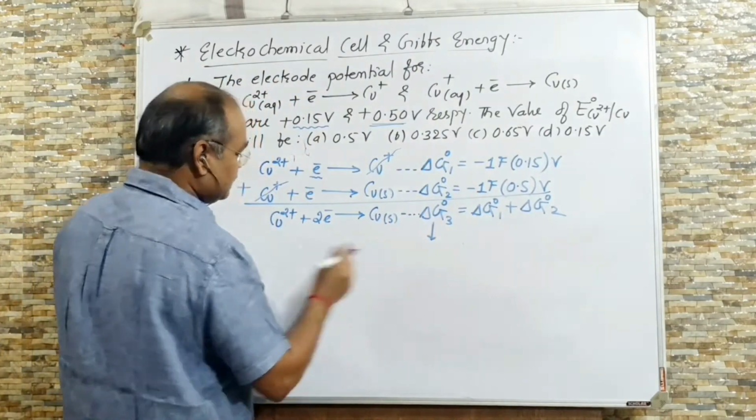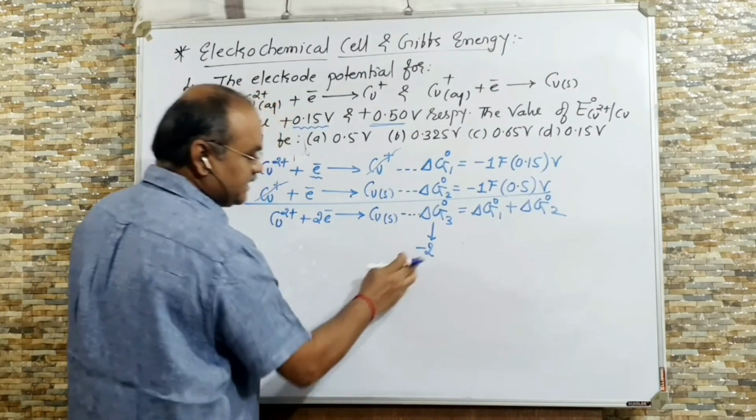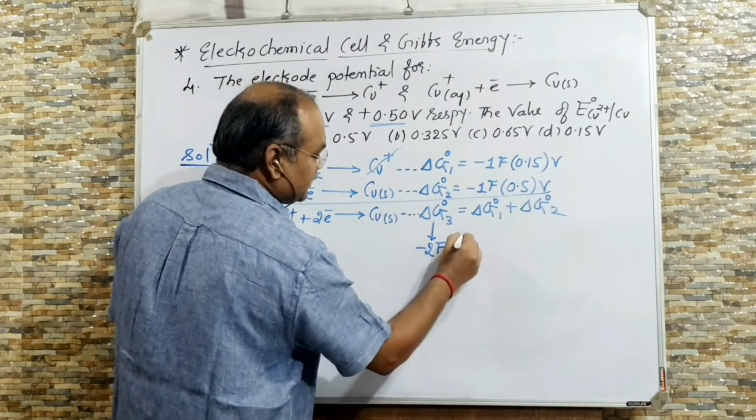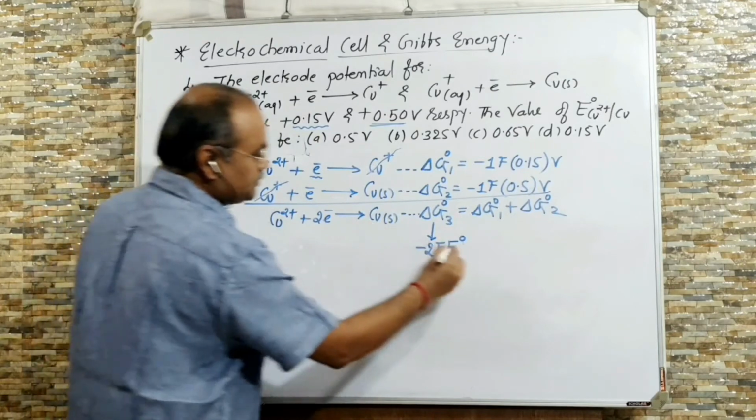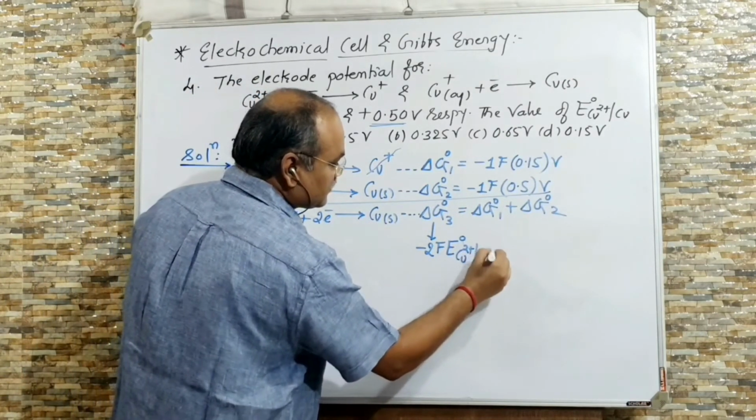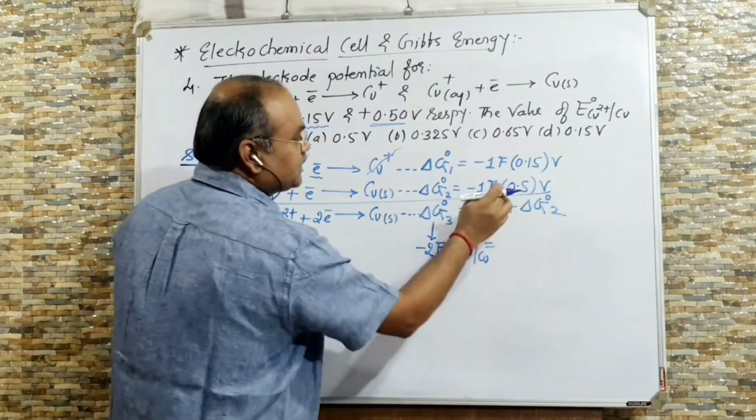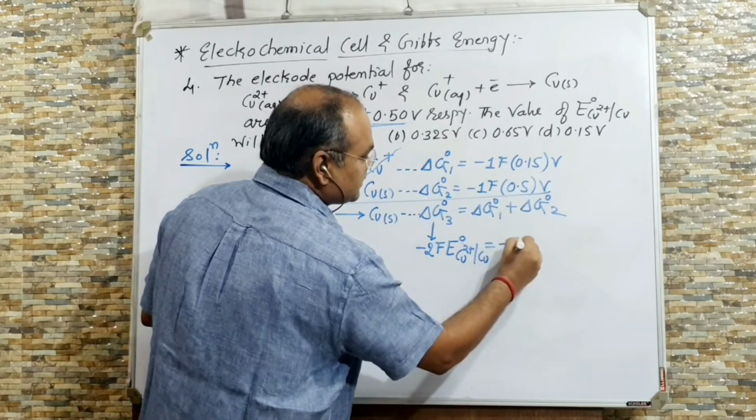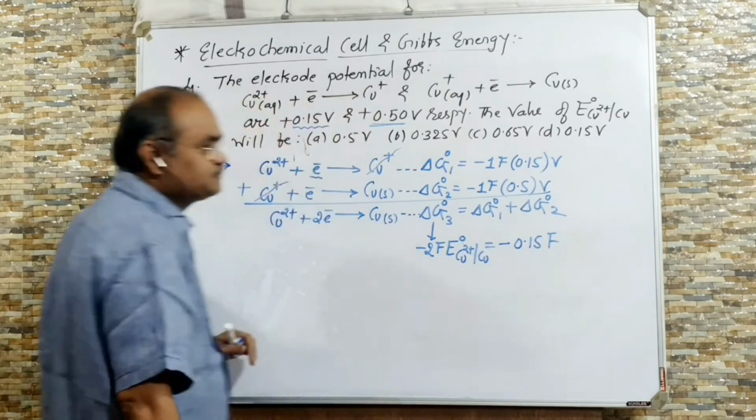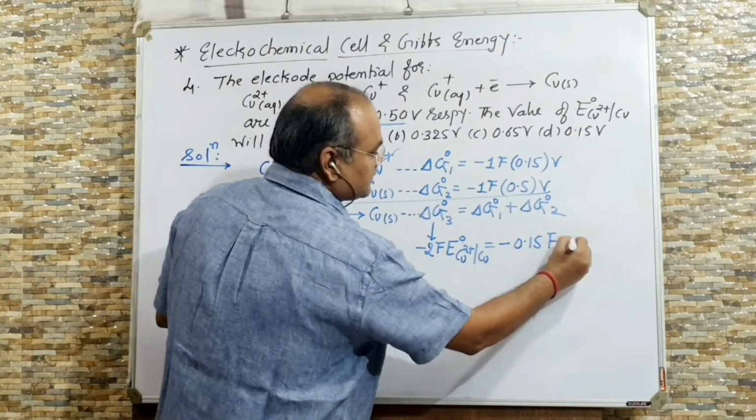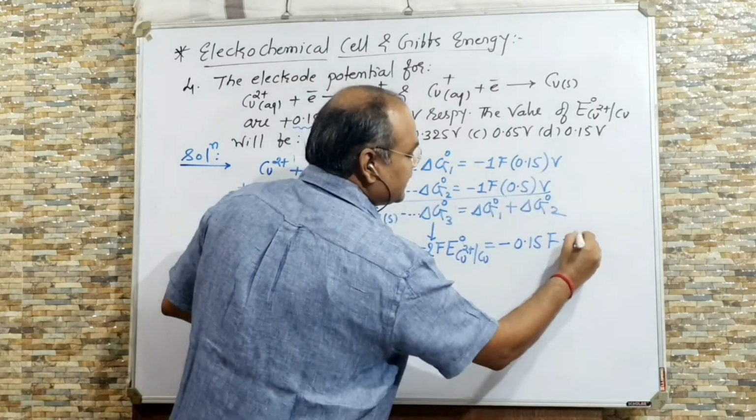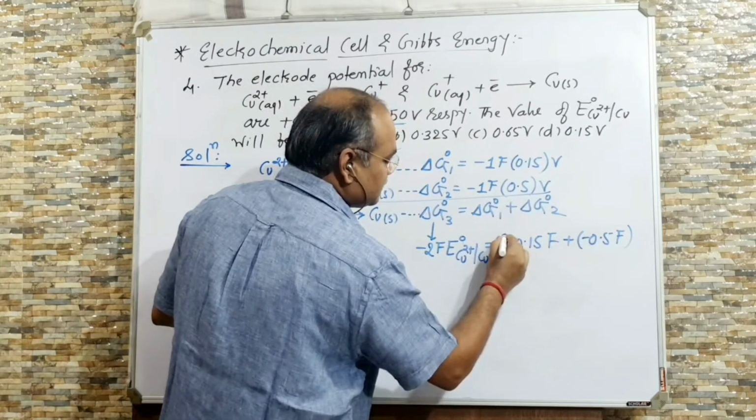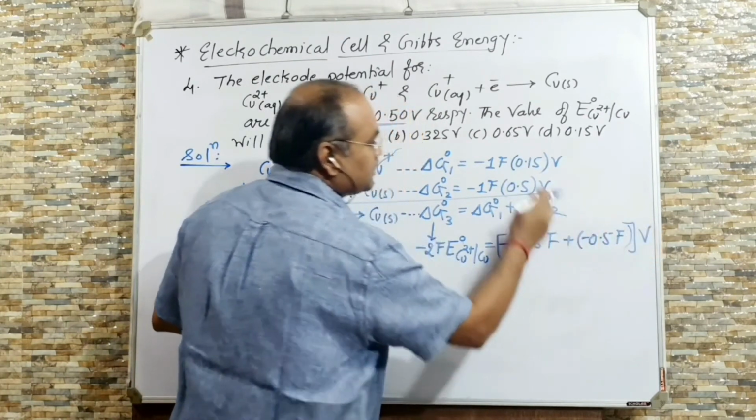Now what is delta G03? Delta G03 is equal to minus n F E0 cell, n being the number of electrons transferred, 2, which we have to calculate. E0 we have to calculate for Cu2 plus gives Cu. This will be equal to delta G01, we have the value, minus 1 F into 0.15, so can I write it minus 0.15 Faraday, plus minus 0.5 Faraday. And I will write it in a bracket.